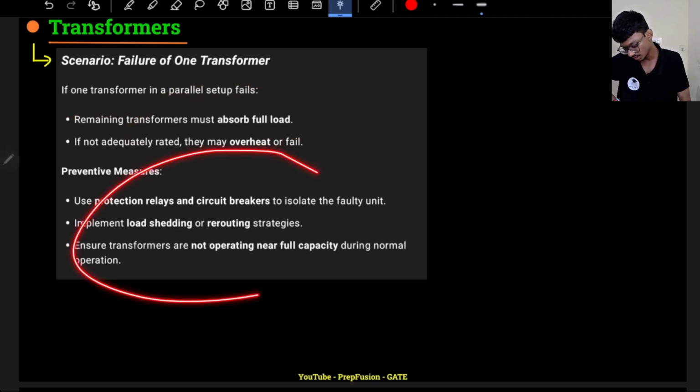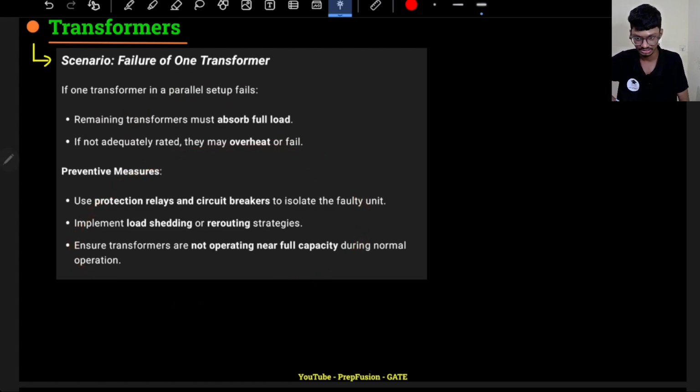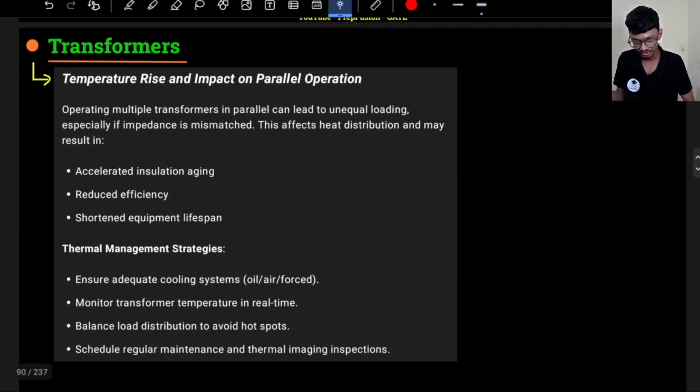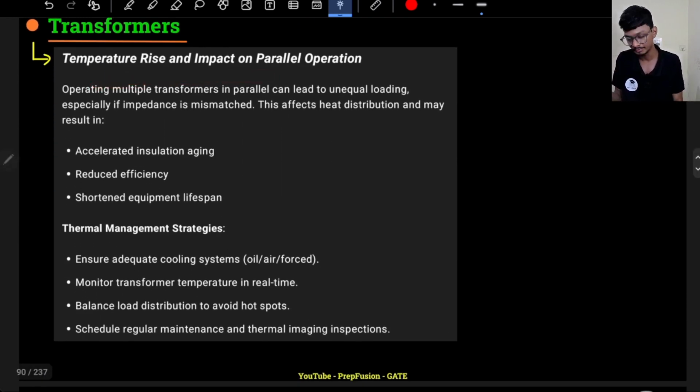We have a few protective measures as well, like protective relays and circuit breakers. All these isolate the faulty units. These are for power system analysis, so we will not discuss them here. A few theoretical points we are discussing are temperature rise and its impact on parallel operation. Operating multiple transformers in parallel can lead to unequal loading, which we have already discussed, especially if impedance is mismatched. This affects heat distribution and may result in damage, right?